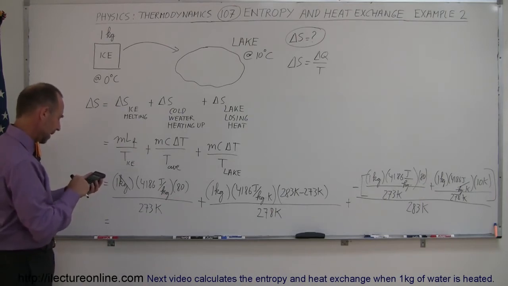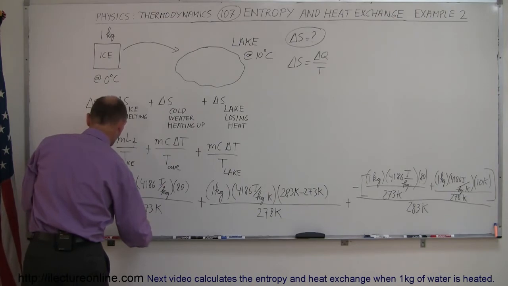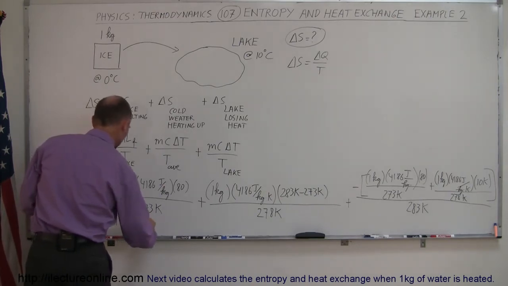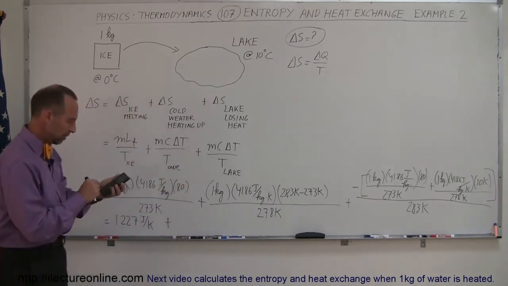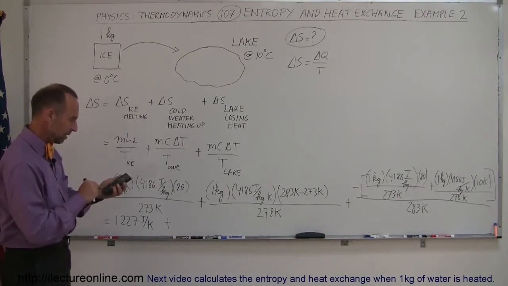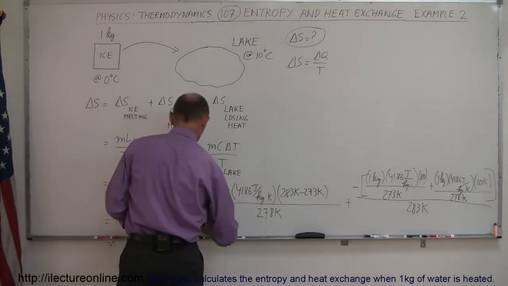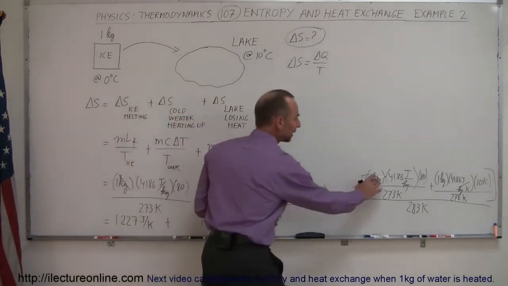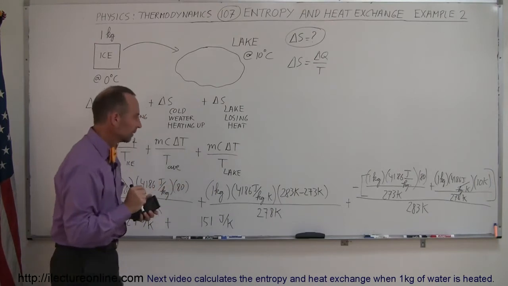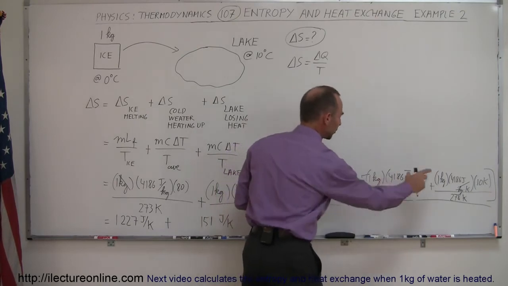So the first one would be 4,186 times 80 divided by 273, and we see that is equal to 1,227. I'll round off to the nearest unit, so that would be joules per Kelvin, a positive quantity, plus that one right there would be 4,186 times 10 divided by 278, and that would be 150.5, so we'll make it plus 151 joules per Kelvin. And then we have to add these two together. Oh no, we don't want to divide the whole thing by 283. I've already taken care of the temperature right here.